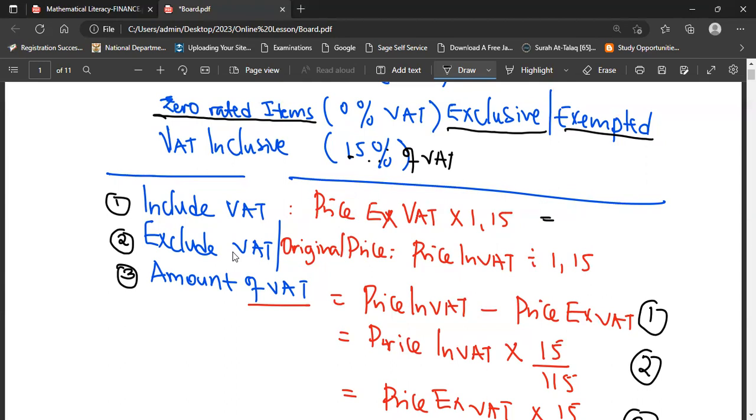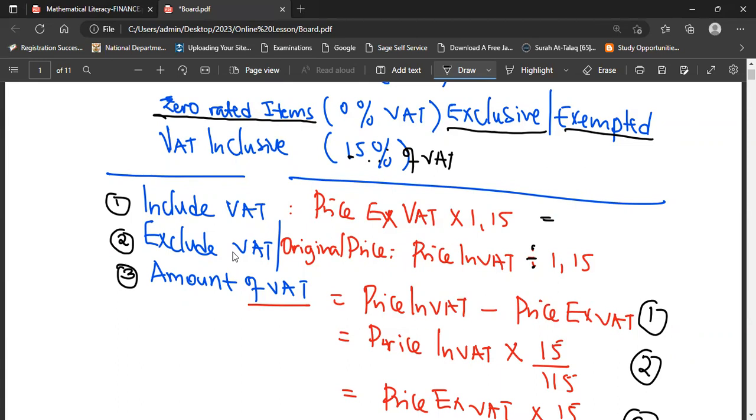All right. When you're excluding VAT, it is the same as looking for the original price, the original price before VAT. So it will be price including VAT divided by 1,15. When you're including, you multiply. When you're excluding, you divide.